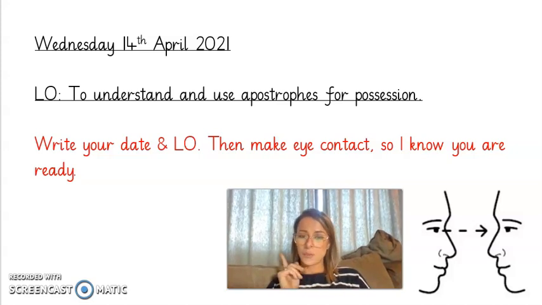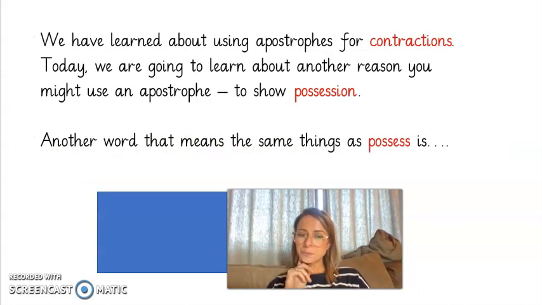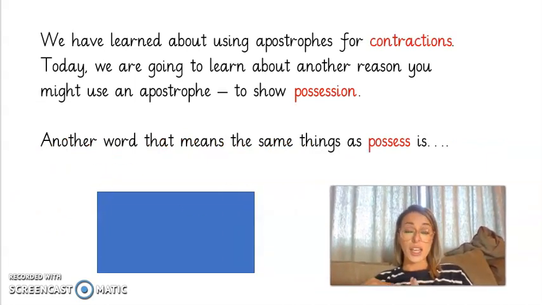Okay, so here's what we're going to do today. We've learned about apostrophes for contractions, those words like didn't, shouldn't, couldn't. We did that yesterday. Today we're going to learn about another reason that you might use an apostrophe. That is possession. I want you to have a little think. I can see the word possess inside that word, possession. So think about other words that might mean the same thing as possess.